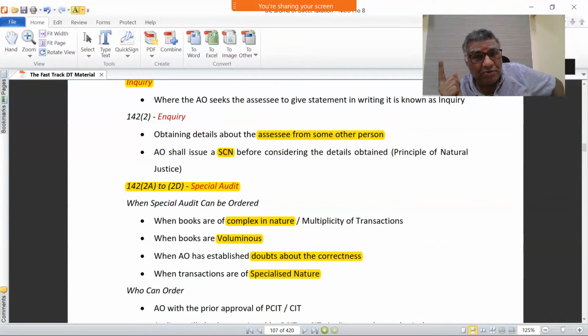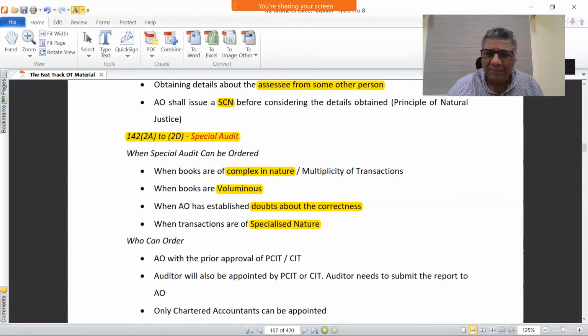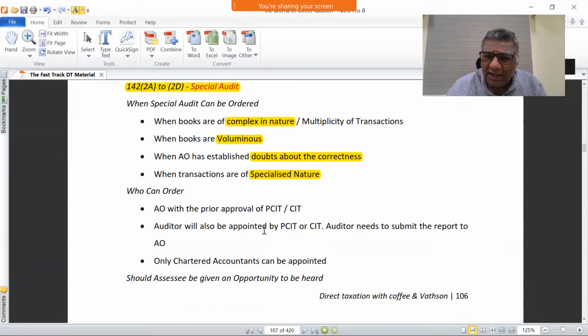The purpose of a statutory audit or tax audit by your auditor is different. True and fair view, etc. Here, this departmental auditor's purpose is different. Is there revenue loss for the department or not? That is why he is appointed. So, an auditor will be appointed and the auditor needs to submit his report. Okay?